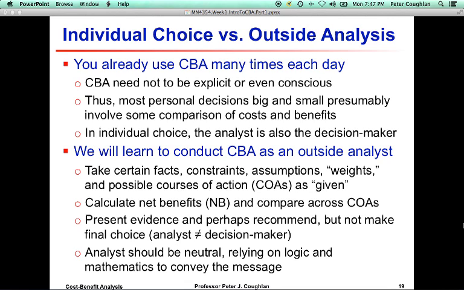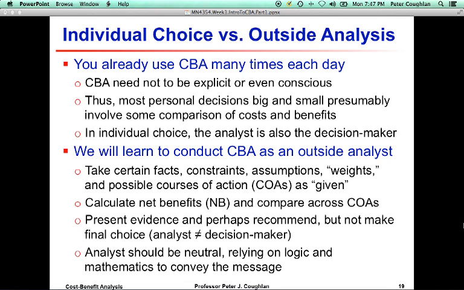Of course, it may even go on more formally when you decide which house to buy, where to live, whether to accept a job opportunity, whether to stay on your military or military civilian career, or to do something in the private sector. These are a little more formal analyses, but the reality is that you probably do this all the time. But in those cases, it's an individual choice, and so you are both the analyst and the decision maker, right? You do the analysis and you make the choice.